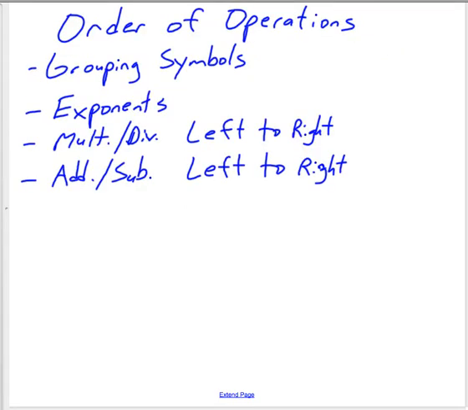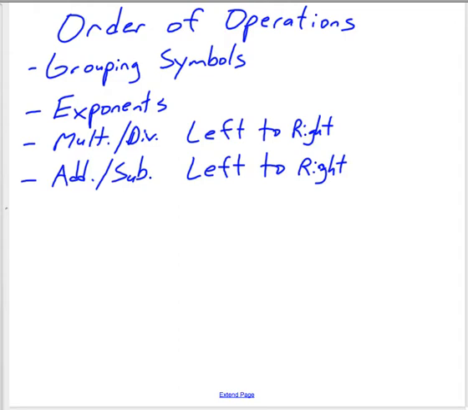Alright, in this video we're going to be talking about the order of operations. We're going to do a quick review of that, and then we're also going to talk about evaluating and simplifying algebraic expressions.